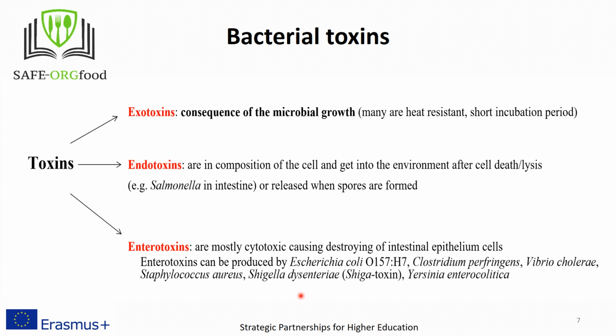Heat treatment cannot always eliminate biological hazards in food. This is because many microorganisms can produce thermostable toxins in the food. For example, enterotoxins can be produced by pathogenic E. coli, Clostridium perfringens, Bacillus cereus, Staphylococcus aureus, Shigella dysenteriae, Yersinia enterocolitica, and Vibrio cholerae.